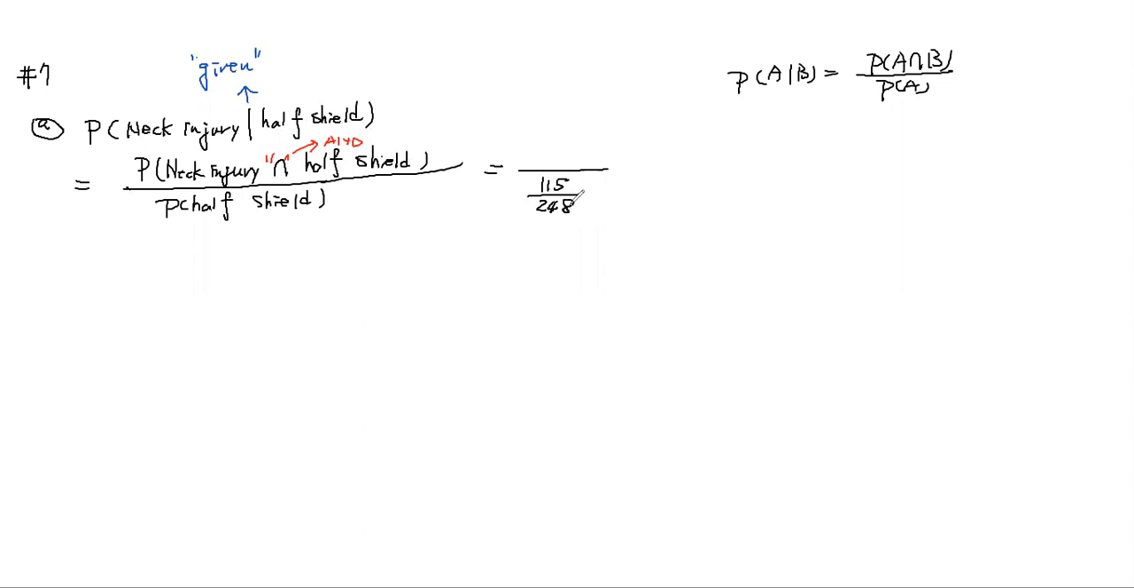Now let's take a look at neck injury and half shield. That's the cell covering neck injury and half shield. From the table, I find it's 40. So the chance is 40 over 248. I think we all know how to simplify those fractions, right? You just flip it and multiply by 115. So the answer is 40 over 115, okay?